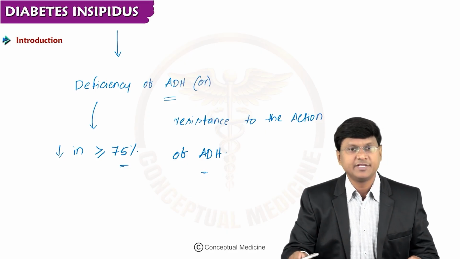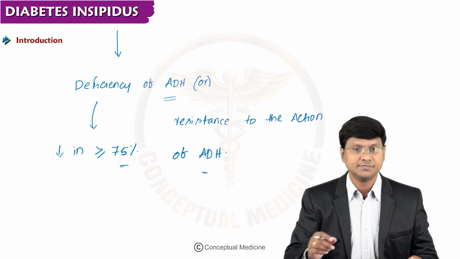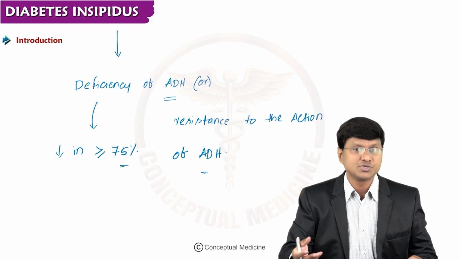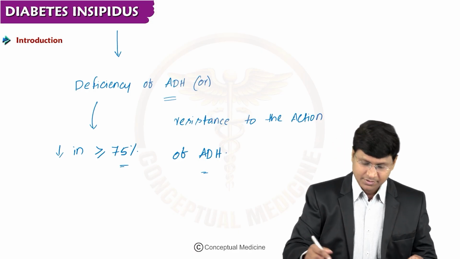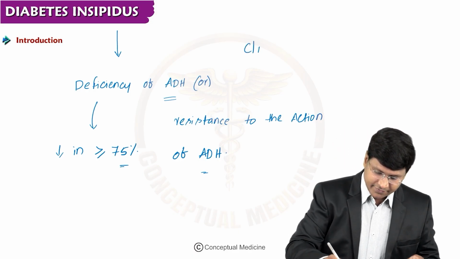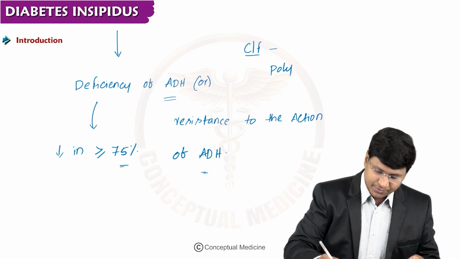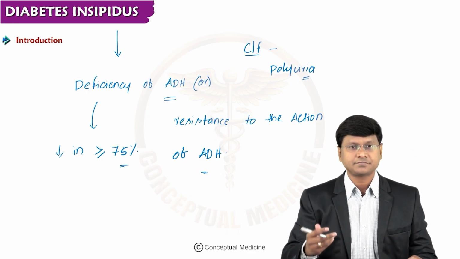And what exactly will be the important feature in diabetes insipidus? Because antidiuretic hormone is either absent or unable to show its action, the reabsorption of water does not occur. So the very important clinical feature in these patients with diabetes insipidus will be polyuria. So polyuria is a very important clinical manifestation.